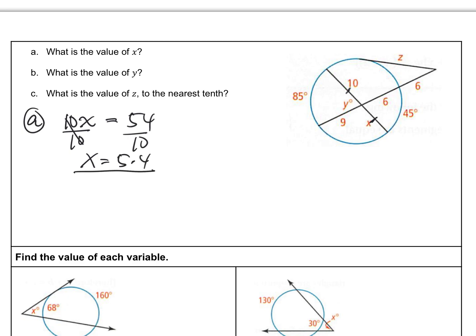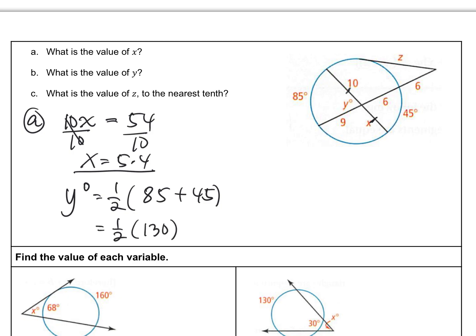Okay, now what is the value of y? My y is actually an interior angle, so my y here, y degrees, is equal to 1/2 of 85 plus 45. Okay, 85 plus 45 is actually going to give you 130. So 1/2 of 130 is going to give you 65 degrees.